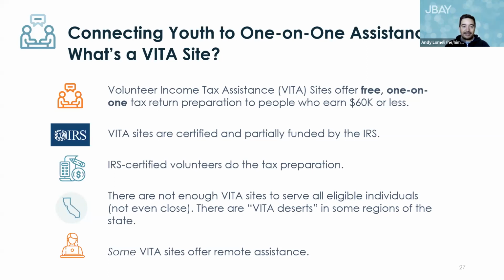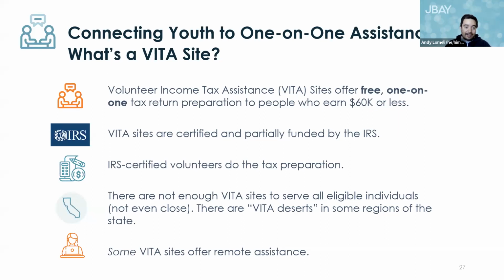I did it this past year, and so they are well acquainted with all the different tax situations that may arise. We do want to point out today that there are not enough VITA sites across California to serve every individual that may qualify. That is to say, every individual that makes less than $60,000. These are described as VITA deserts, and they're across some regions in California.